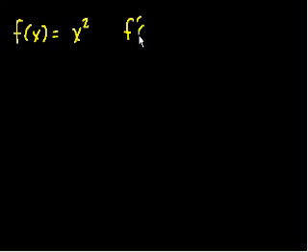Welcome back. In the last presentation, I showed you that if I had the function f of x is equal to x squared, the derivative of this function, which is denoted by f prime of x, is equal to 2x.